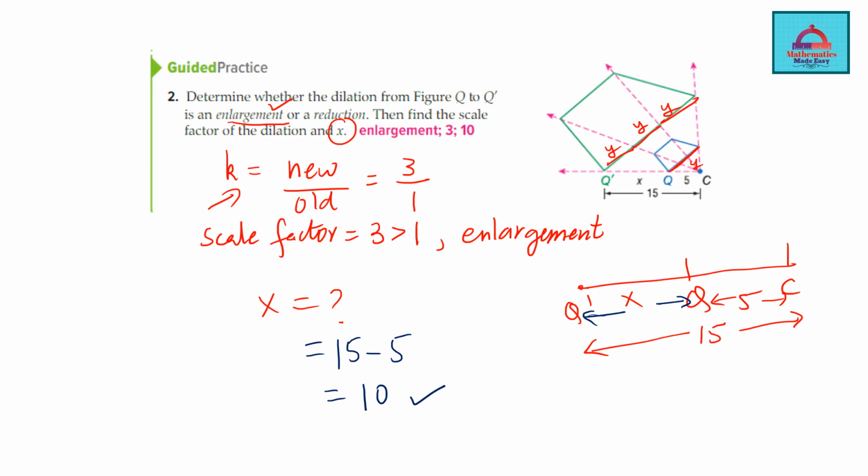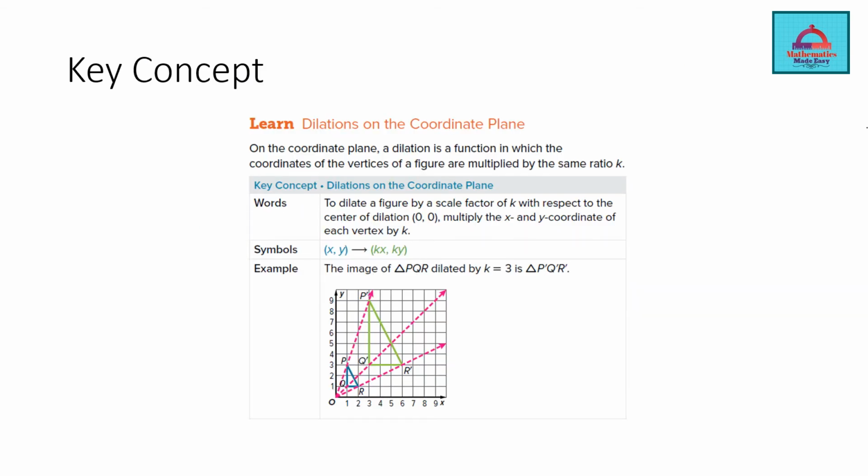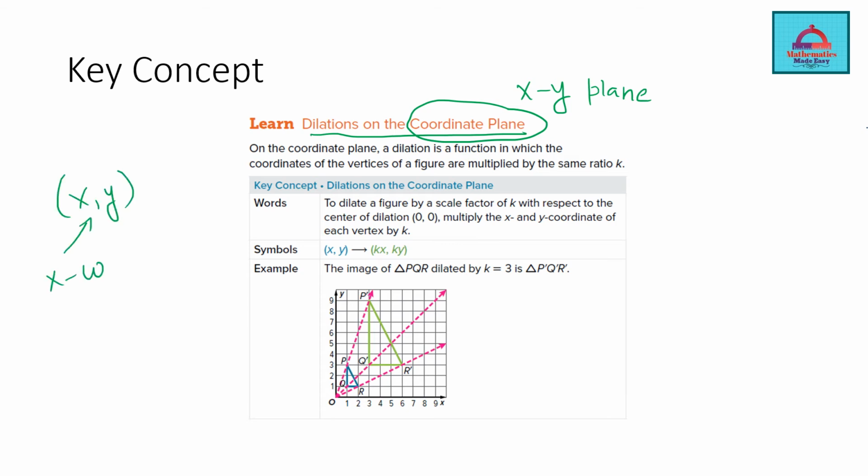Very, very easy question. I hope the guided practice was clear to you and you have solved it with me in your notebook. Now we are moving to part 2 of the lesson, where the key concept is dilations on the coordinate plane. So if you look at dilations on the coordinate plane, means the xy plane, the x-axis, the y-axis. So on the xy plane, we have each point represented by a coordinate. So x comma y. Here is the x coordinate, the first one, and here is the y coordinate.